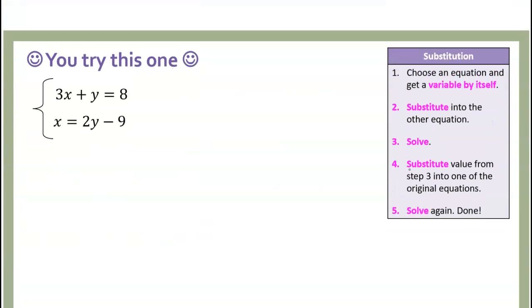Here's one for you to try on your own. Go ahead and pause the video and then come back and see if we get the same answer.